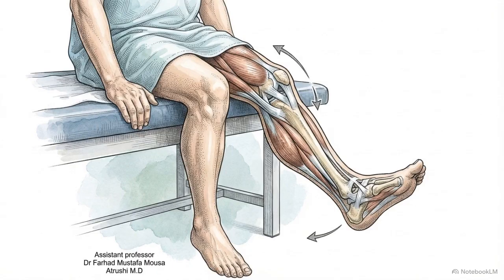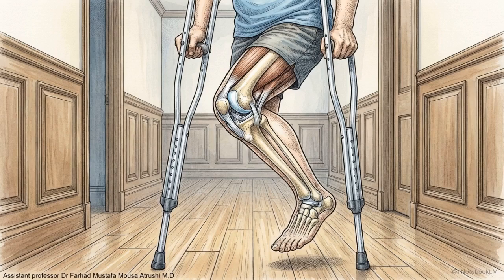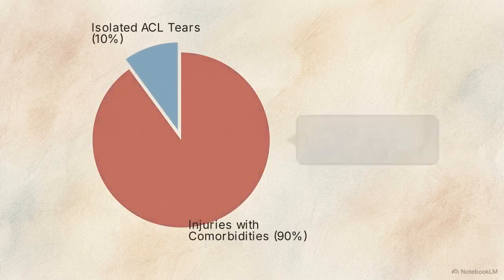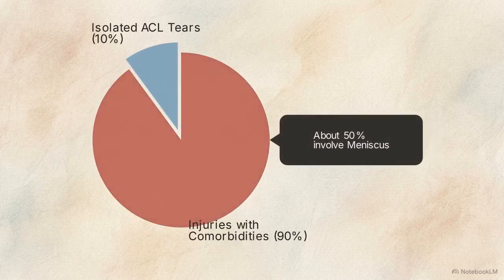Acutely, the patient experiences functional deficits. The knee cannot be actively straightened into full extension, and any attempt to bear weight results in the joint buckling or mechanically giving way. Clinicians must immediately screen for injury comorbidities. Isolated ACL tears where no other internal structures are damaged are statistically rare.